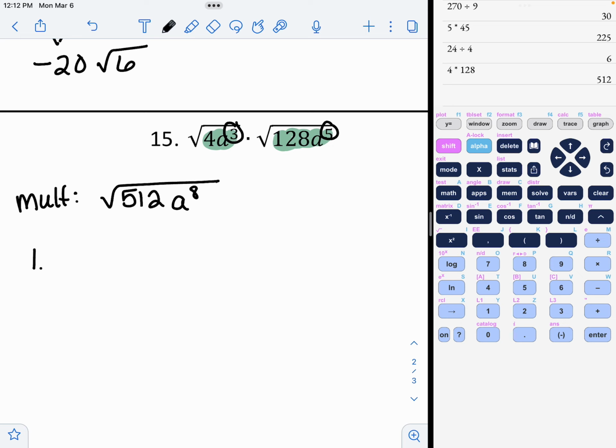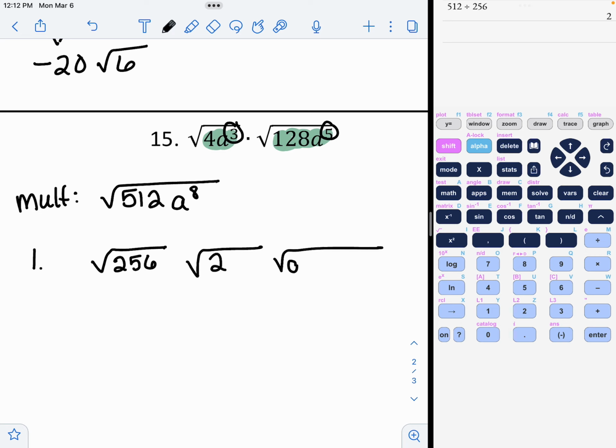Step 1, I'm going to drop down anything in the front, which there is nothing. And then since 512 isn't perfect, I need to break it apart. Let's see, 512, it does divide by 4. Okay, it's going to be 256. So if I do 512 divided by 256, you end up getting a 2. So there's your 256 and there's your 2.